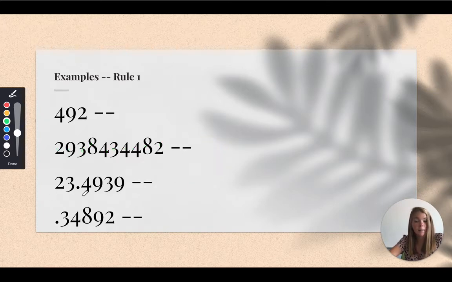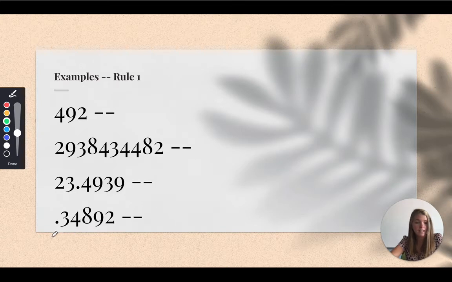This next number has a decimal. Generally, you need to pay attention to decimals when zeros are involved. But in our number 23.4939, there are no zeros involved, so you don't need to pay attention to the decimal. We can just count our total number of sig figs like we did above. So we have 1, 2, 3, 4, 5, 6 sig figs in 23.4939.